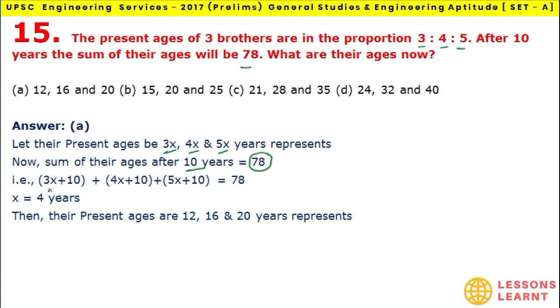So we have this equation: 3x plus 10, where 3x is the current age plus 10 after 10 years, plus 4x plus 10, plus 5x plus 10 is equal to 78. Solving this equation, the value of x is 4 years. So the present ages are 3x into 4 is 12, 4x into 4 is 16 and 5x into 4 is 20. So the present ages of the 3 brothers are 12, 16 and 20. So option A is correct.